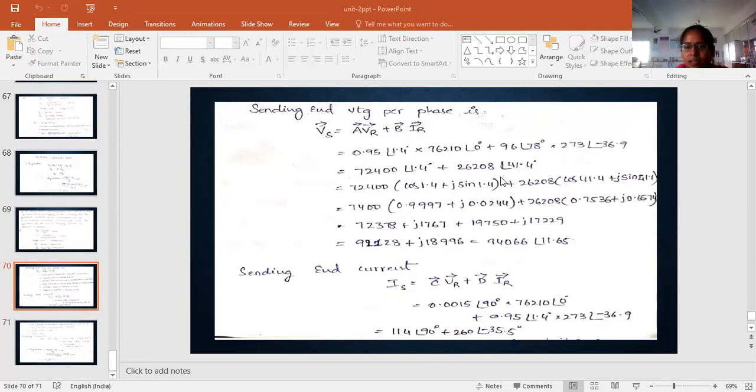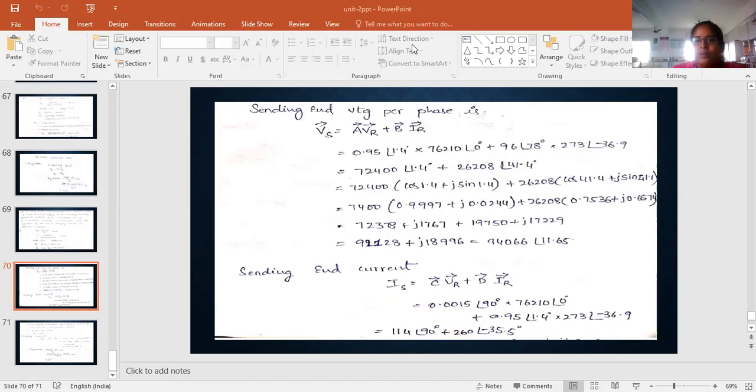Here in polar form we can calculate easily by using the complex method also. In the calculator we can convert polar to complex and complex to polar. For easy calculation, we can convert polar to complex form. In complex form, we multiply A plus jB and A minus jB: A into A and A into jB, and in this way.